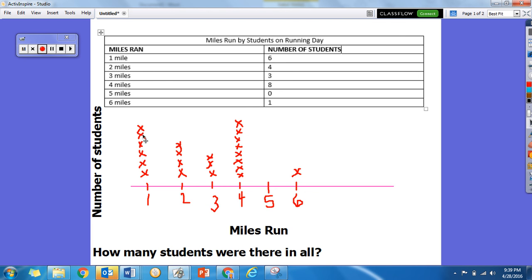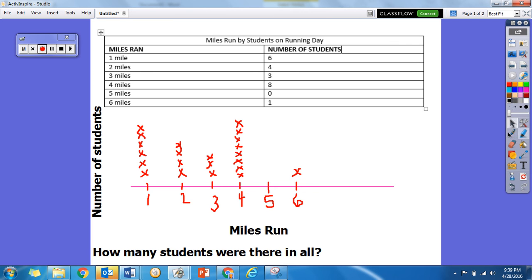So 1, 2, 3, 4, 5, 6, 7, 8, 9, 10, 11, 12, 13, 14, 15, 16, 17, 18, 19, 20, 21, and 22. So there were 22 students in all.